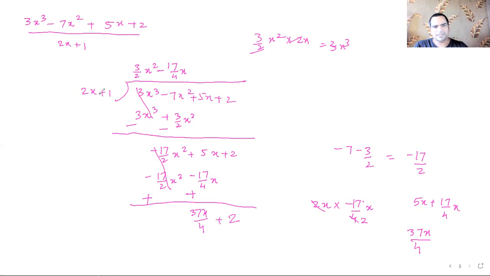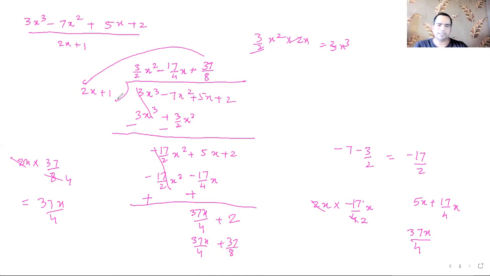Now we are at the last stage where we have to get 37 by 4x here. And of course, then what we do is we take here 37 by 8 times x, 37 by 8 itself, because 37 by 8 times 2 will be 37 by 4x. Because if I multiply 2x times 37 by 8, the 2 and 2 here will be 4. So 37x over 4. So this part will be 37x over 4, and 37 by 8 times 1 is 37 over 8.